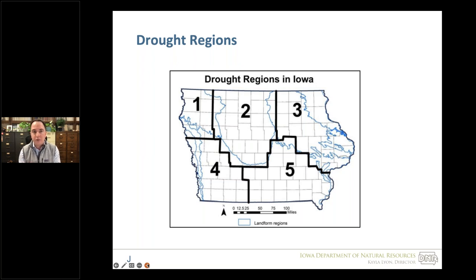Drought region two is an interesting drought region in that it includes the Des Moines lobe, so glacial till from millions of years ago. The geomorphology and the hydrologics within each of these drought regions should dictate how our trigger levels work and hence our monitoring efforts across the state. Next slide, please.